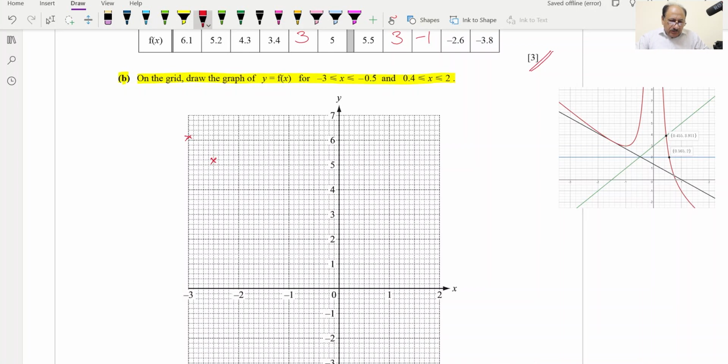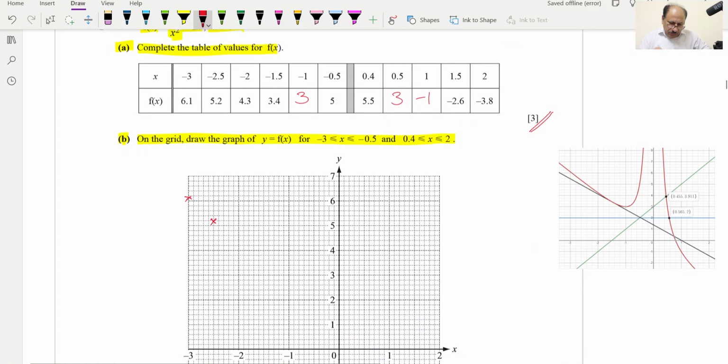Next is minus 2 and 4.3. Minus 2 and 4.3 is this indication. Then comes minus 1.5 and 3.4. 3.4 and minus 1.5 is this indication. Then we can move to the next, minus 0.5 and 5. So minus 0.5 and 5 will be this indication. We missed minus 1, so minus 1 and 3 will be this point. So we got these values.